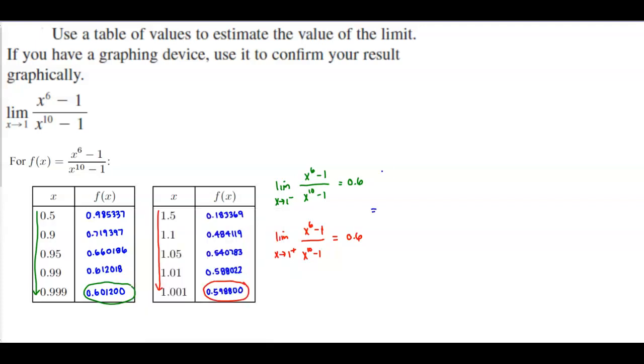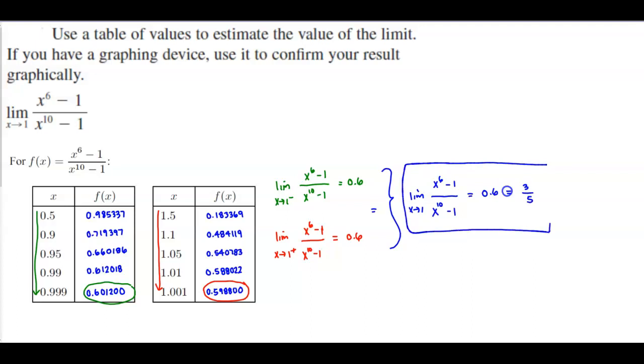So since they are equal, we can say that the limit as x approaches 1 of the function (x^6 - 1) divided by (x^10 - 1) is equal to 0.6, which is also equal to the fraction 3/5. So therefore, there is our estimate.